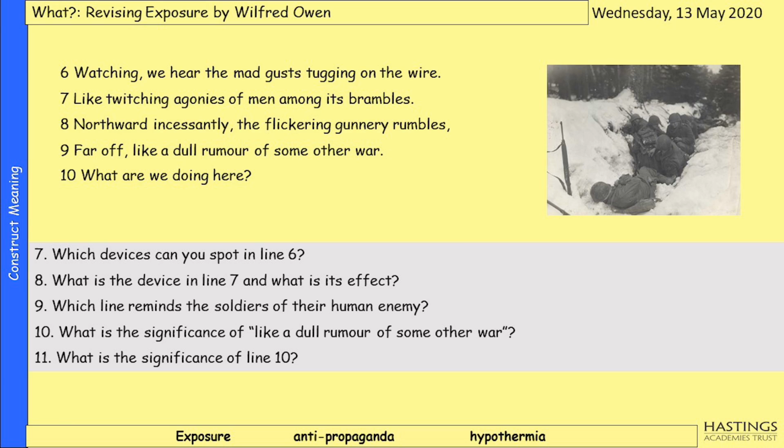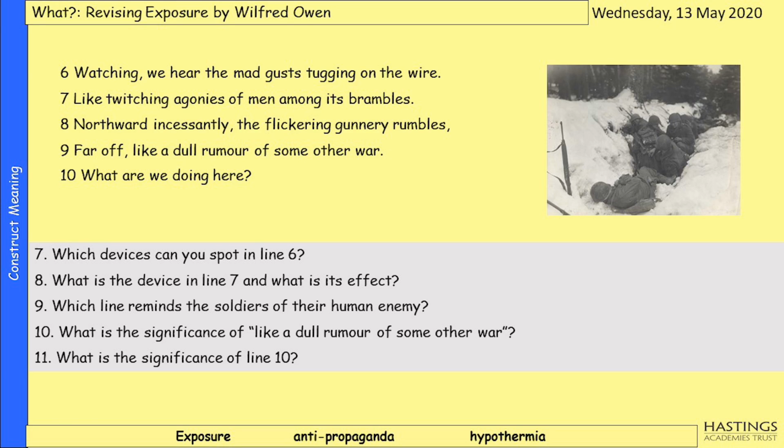We've also got personification. So by personifying the wind as mad, Owen is showing how unpredictable and scary the weather is and the complete lack of control that the soldiers have against this extremely powerful enemy.